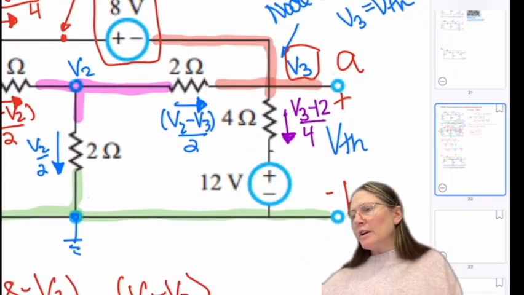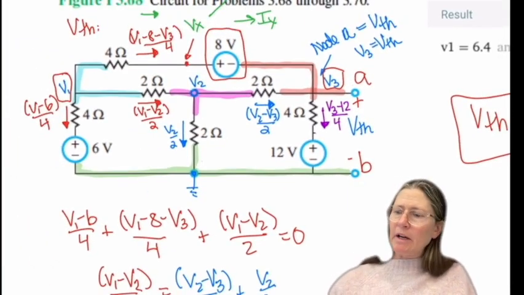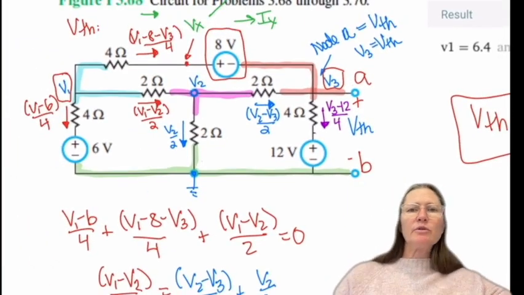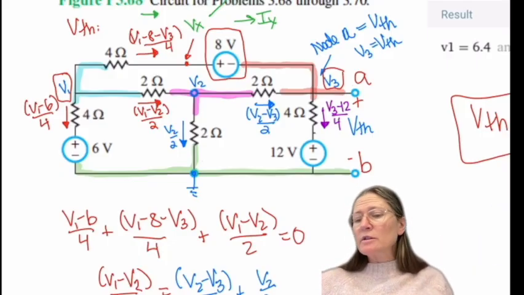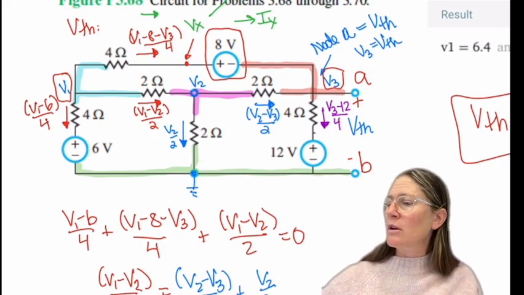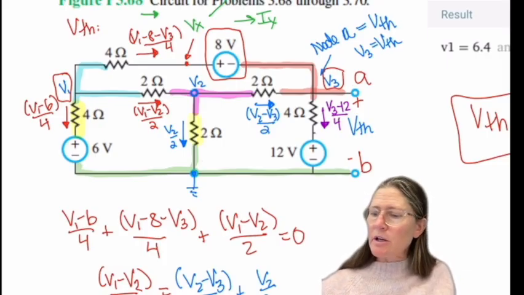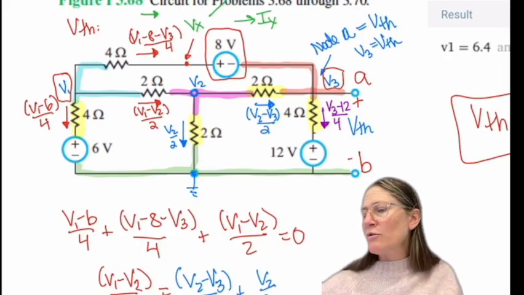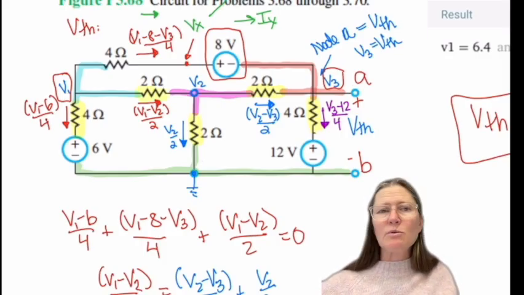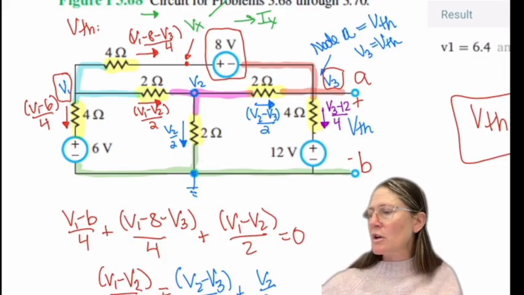All right, so finding VTH here. Again, I defined V1 as the leftmost, V2 in the middle, V3 on the right. And then each of those define the currents through each one. So current here is going to be V1 minus 6 over 4. Here is V2 over 2. Here is V3 minus 12 over 4. Here is V2 minus V3 over 2. And here V1 minus V2 over 2. This one is V1 minus 8 minus V3 over 4.